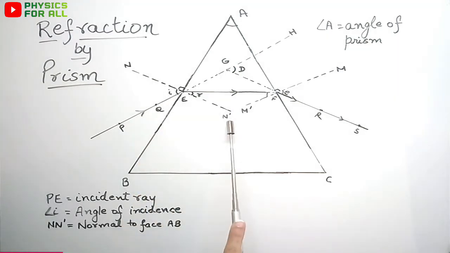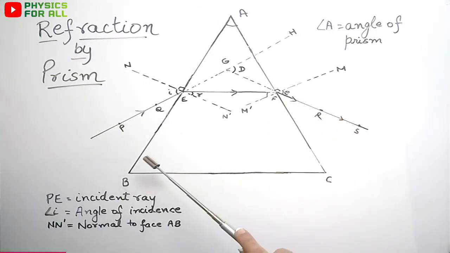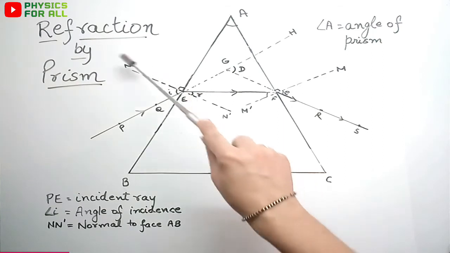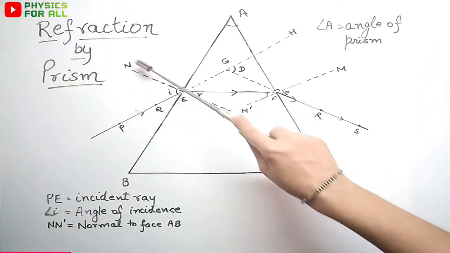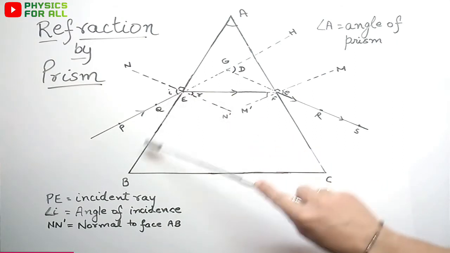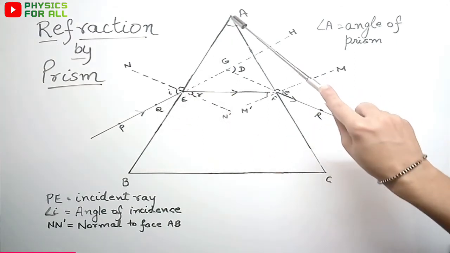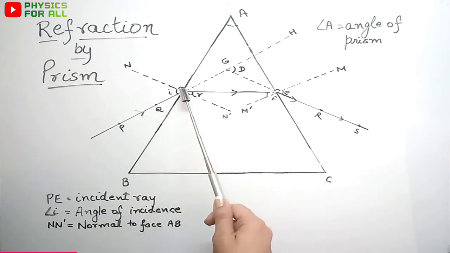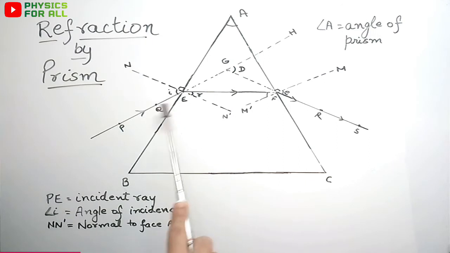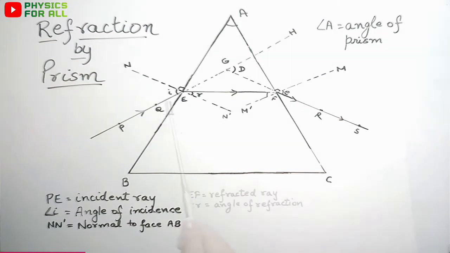Here NN dash is the normal drawn to this face AB. Now you know what is normal. It is the perpendicular drawn to the surface. So here NN dash, if you see, is the straight line drawn perpendicular to this surface. And as PE is the incident ray, the angle between incident ray and normal is known as angle of incidence. So this is our angle of incidence.